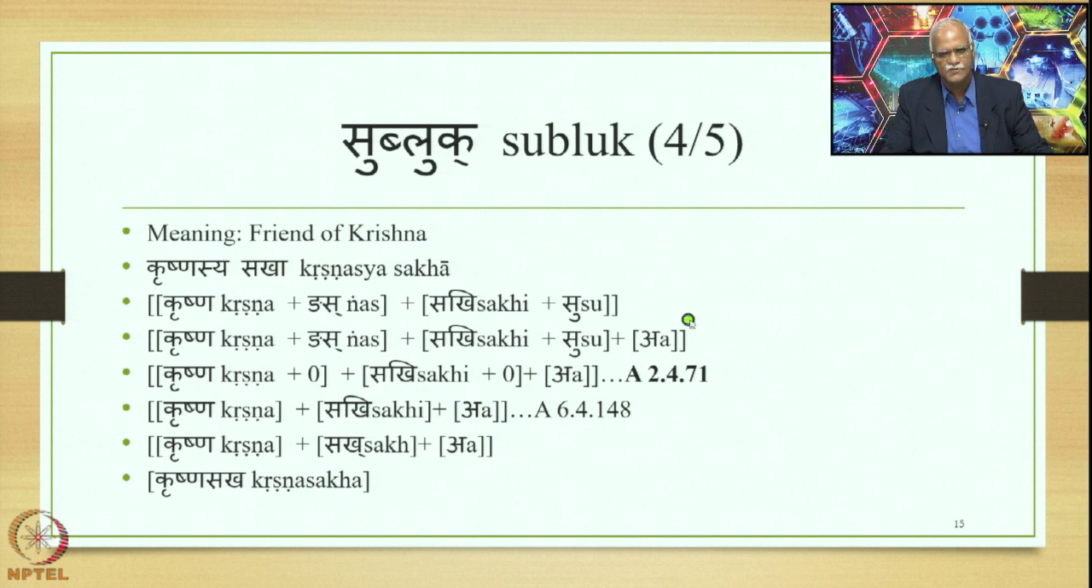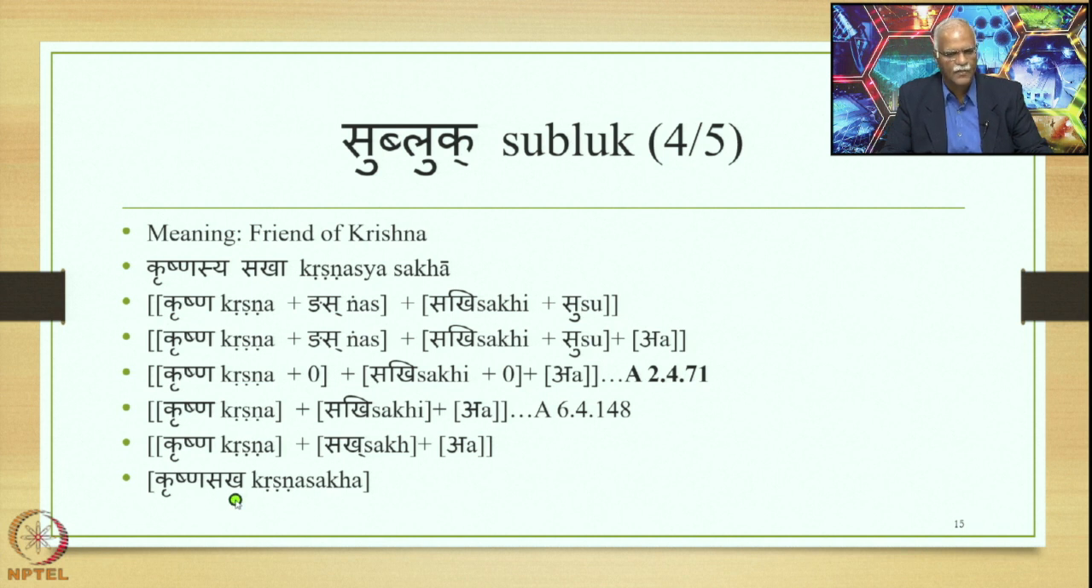And this samasa becomes a pratipadika. And these sups, nas as well as su, they are now part of the pratipadika. And so they get deleted by 2471. And so we have Krishna Sakhi A and then Krishna Sakh A by the application of 64148. And so we finally get the form Krishna Sakha. So Krishnasya Sakha is the input and Krishna Sakha is the output, and we don't see any sup over here, neither after Krishna nor after Sakha.